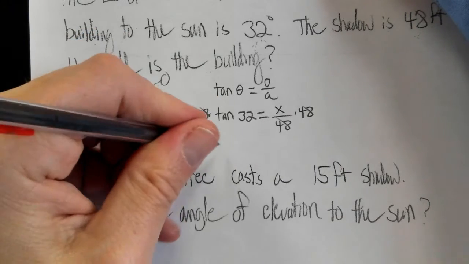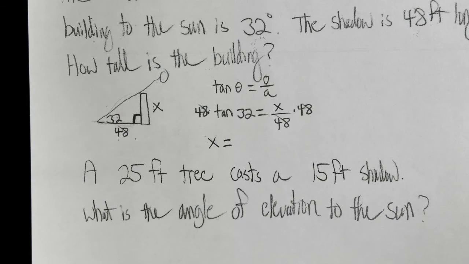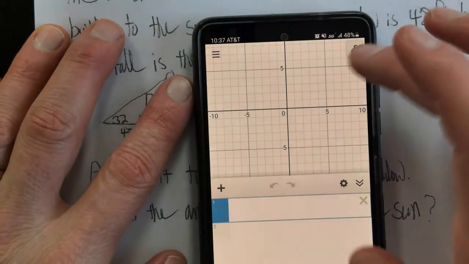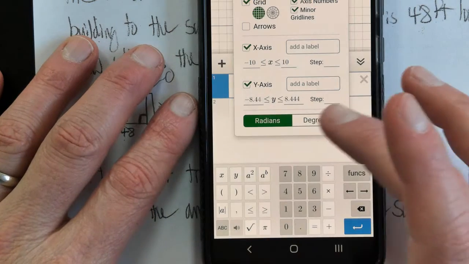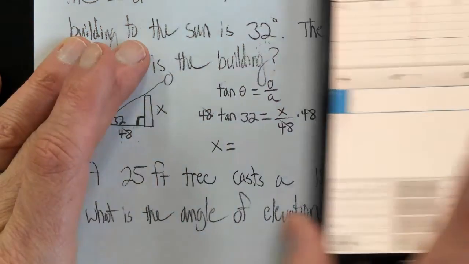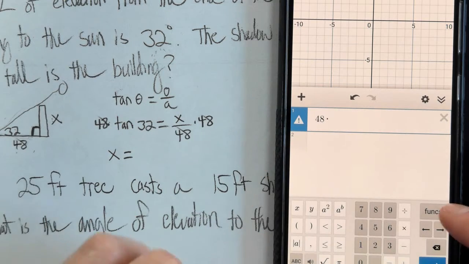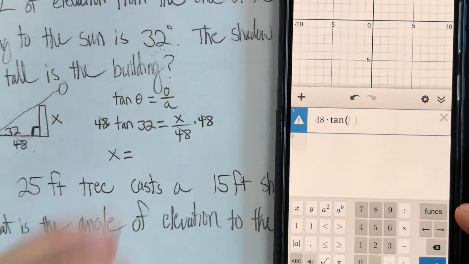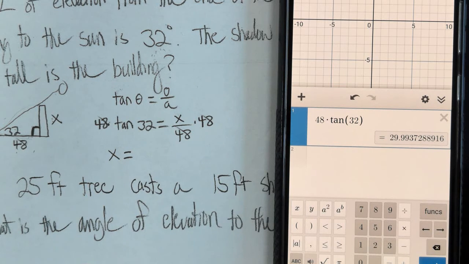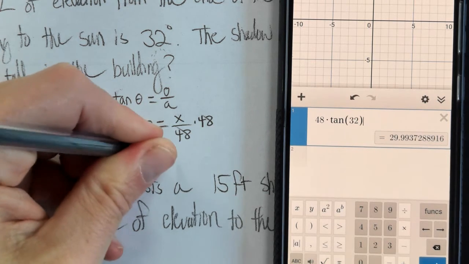Then we'll have x equals 48 times the tangent of 32. That's where our calculator comes in handy. I want to make sure I'm set to degrees here and not radians. That's the first thing you want to check. Make sure you're set to degrees. And then we can go 48 times, press function, that's where your tangent will be, 32. And so there's your answer. How tall is the building? It's 29.99.